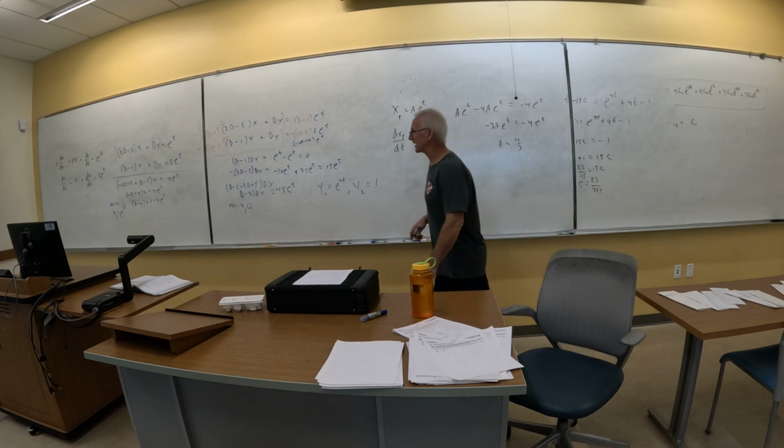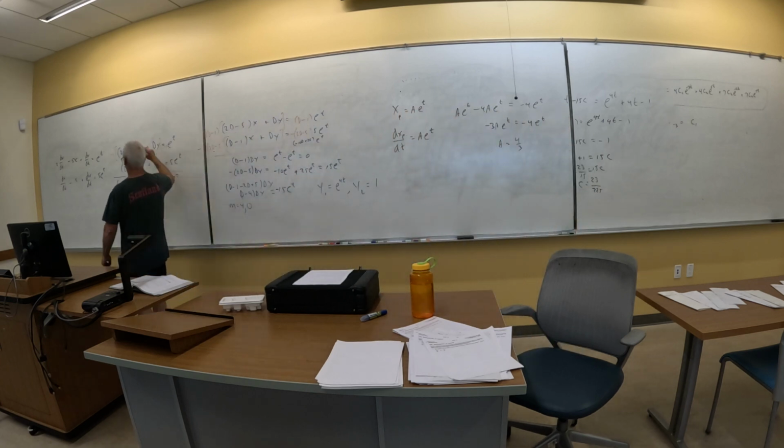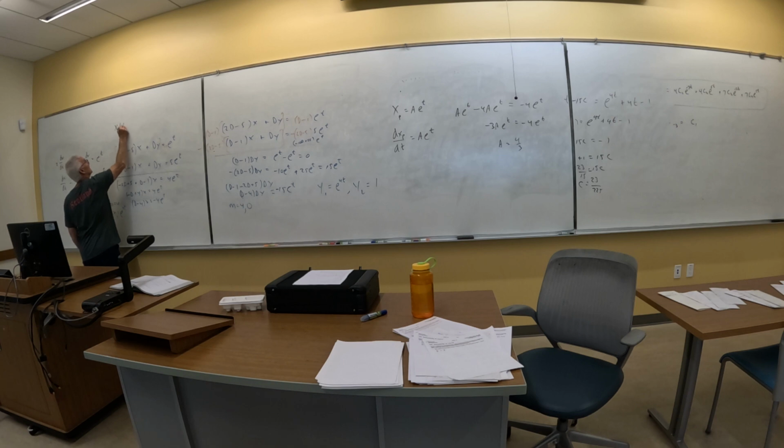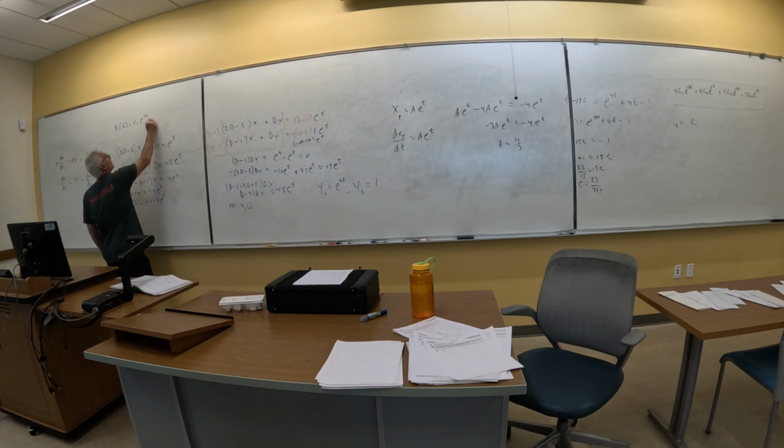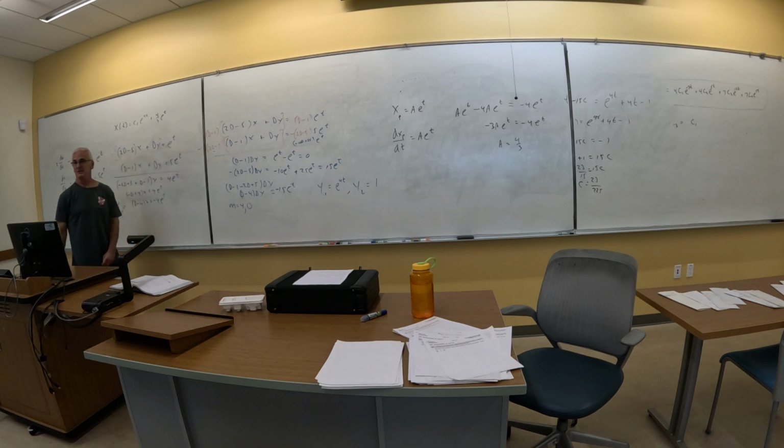So right now, it looks like we've got, I'll put it up here, it looks like our x of t is just c1 e to the 4t plus 4/3 e to the t. Not too bad, right?